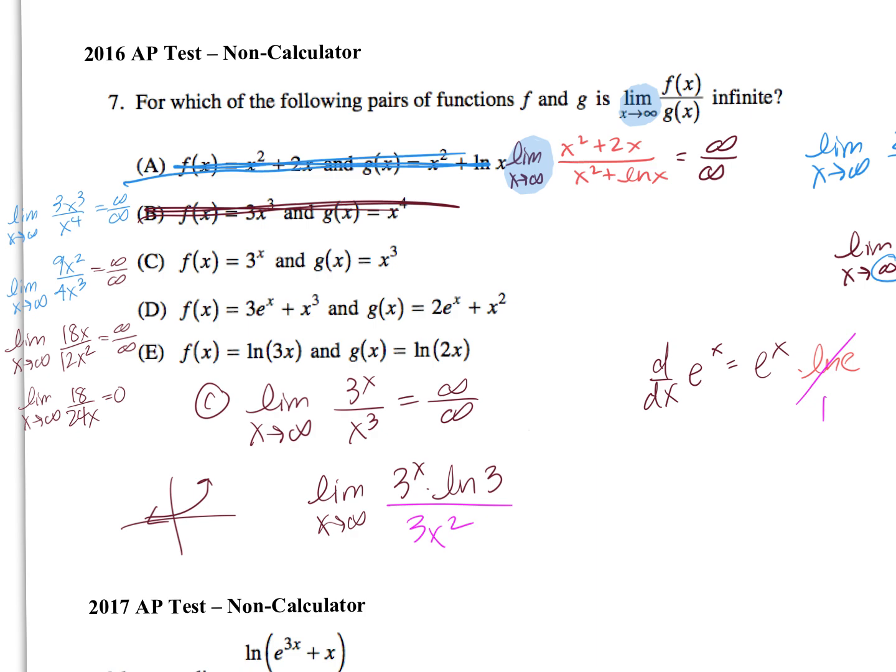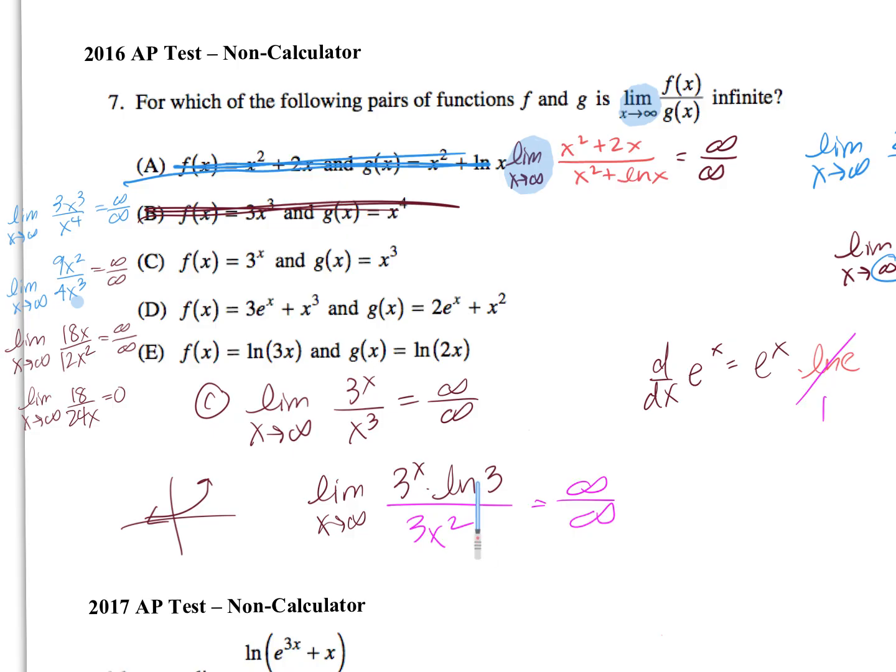Okay, people. We're almost there. What's 3 to the x? 3 to the infinity, my bad. 3 to the infinity? Infinity. Over infinity. We got to do it again.